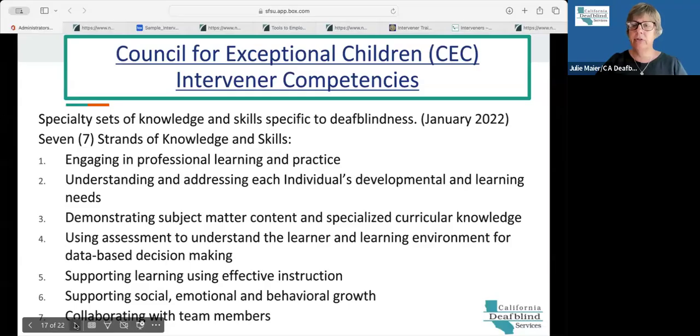I also wanted to let you know that the Council for Exceptional Children, just as they have for all special education teachers in all areas, has developed competencies for interveners. They're based on 7 different strands of knowledge and skills, and all of them are listed on this slide. And these are specific to what you see in each of the other teacher specialty areas.